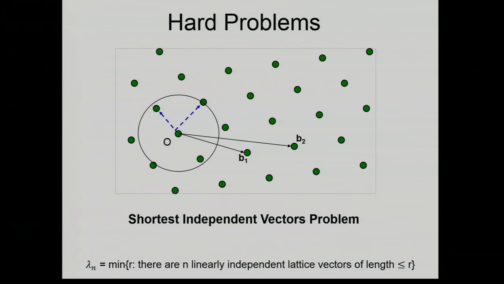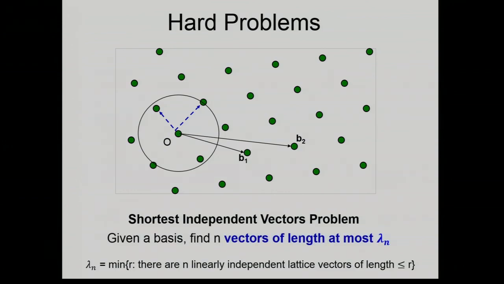Okay, and lambda 2 is 2 dimensions, right? Lambda 2 is this number. Okay, so the shortest independent vectors problem is, given a basis of the lattice, again, find n vectors, not one, but n vectors, each of whose length is at most lambda n. Right, that's the shortest independent vectors problem.